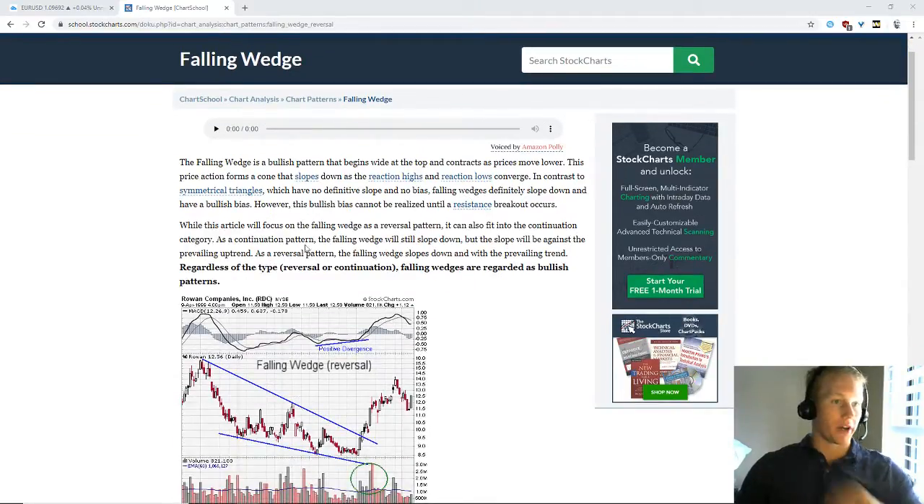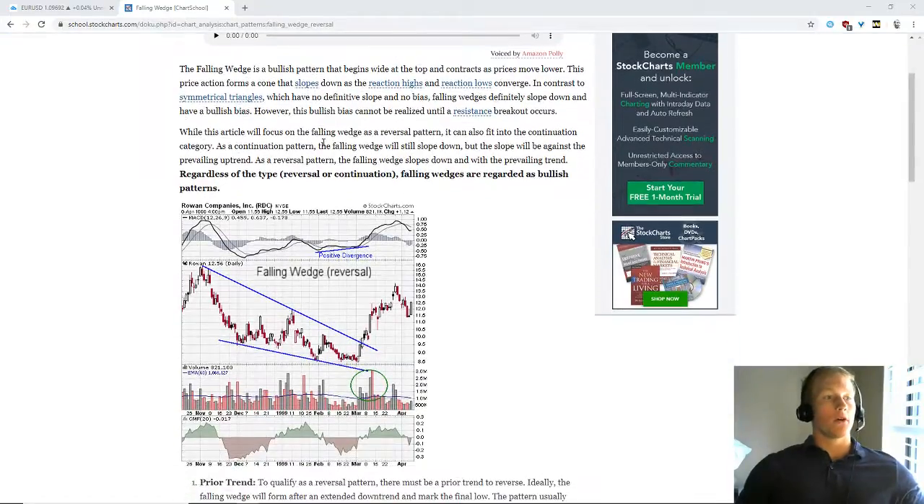However, this bullish bias cannot be realized until a resistance breakout occurs. While this article will focus on the falling wedge as a reversal pattern, it can also fit into the continuation category. As a continuation pattern, the falling wedge will still slope down, but the slope will be against the prevailing trend. As a reversal pattern, the falling wedge slopes down with the prevailing trend. Regardless of the type, reversal or continuation, falling wedges are regarded as bullish patterns.